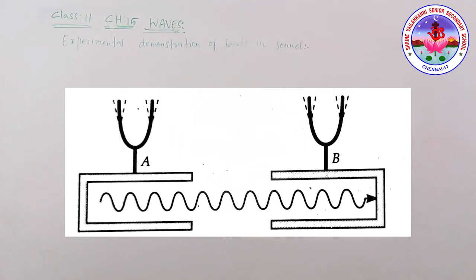The two tuning forks will produce sound waves of different frequencies. See, the intensity of the resulting sound will increase and decrease periodically with time. So we can easily hear the beats here, right?